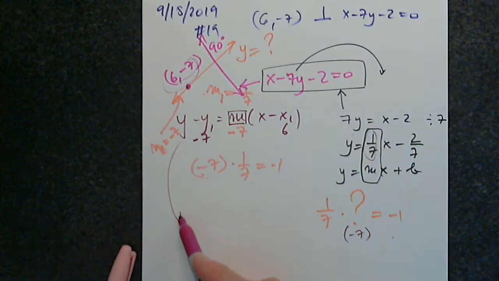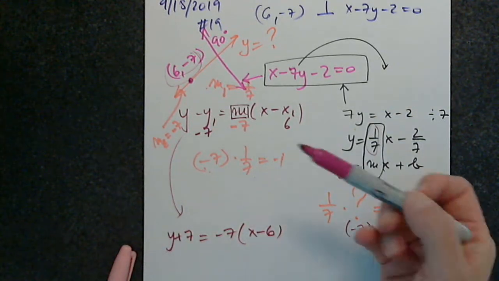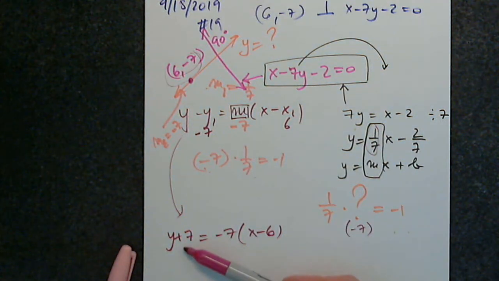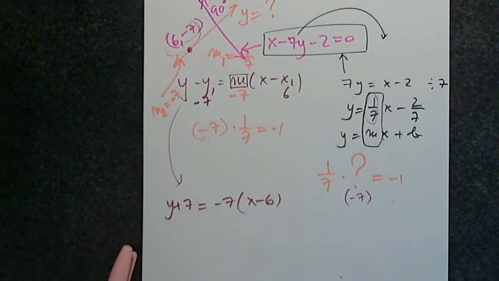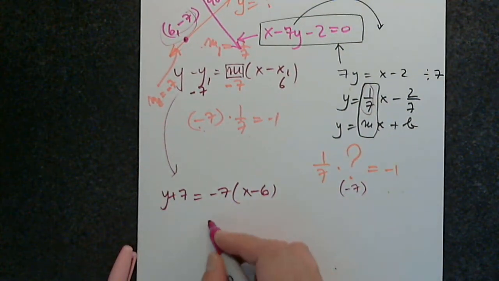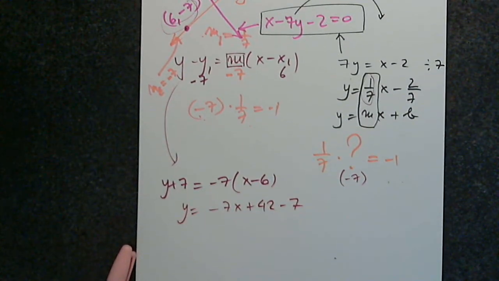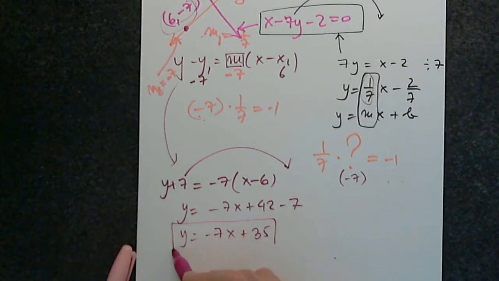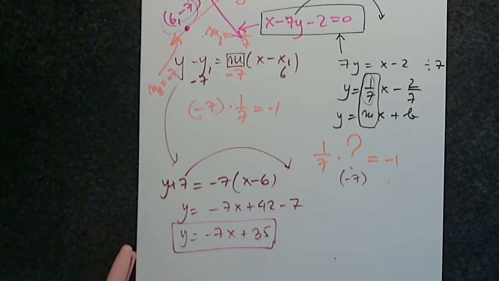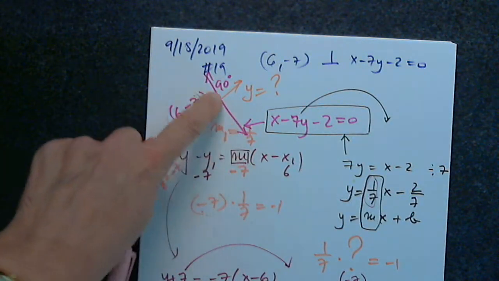We have to solve for y. So I'm going to copy y plus 7 equals negative 7x minus 6. Negative 7 turned into positive. I copied the negative 7, that was the slope, and then x minus 6. I have to solve for y. So this is negative 7x plus 42 and minus 7, because I have to move 7 to the other side. So y equals negative 7x plus 35. This is the equation of the line passing through the given point and perpendicular to the given line.